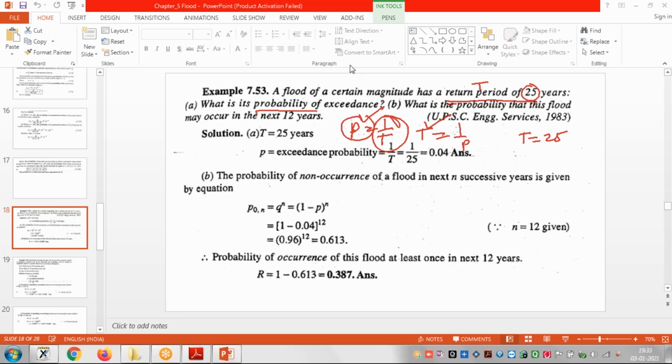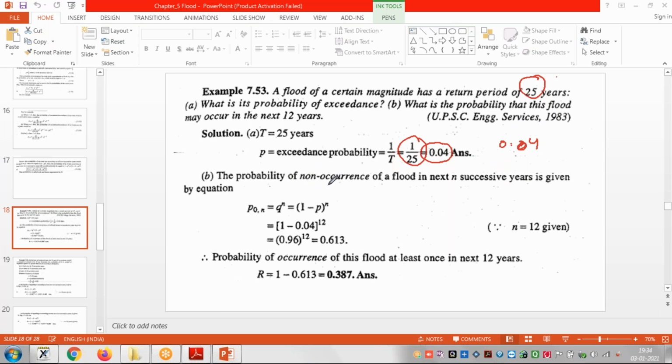So here if I put the value, what would this be? 1 divided by 25, we will get 0.04, means probability is 0.04. Means the chance of occurrence is 0.04, means this is occurring after, say, 25 years, means the probability is, we can say, low.